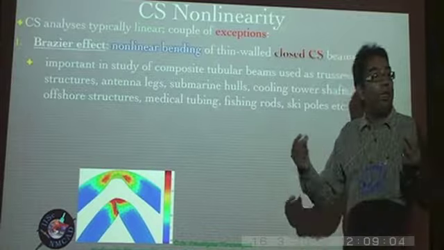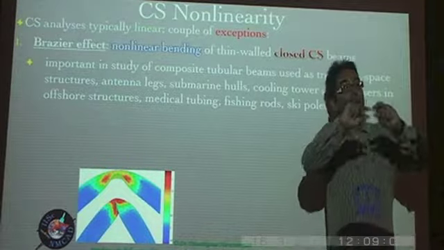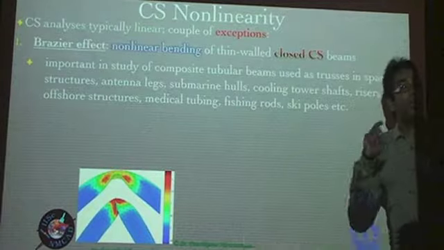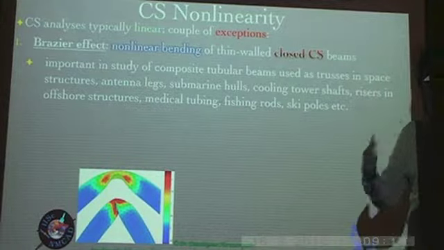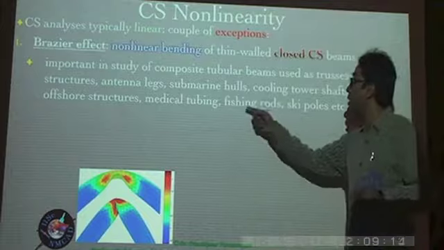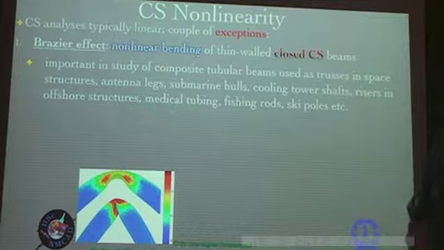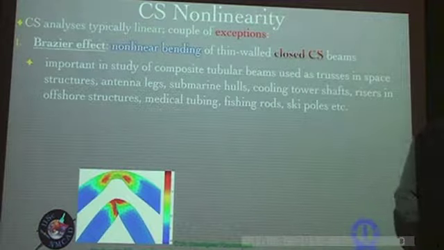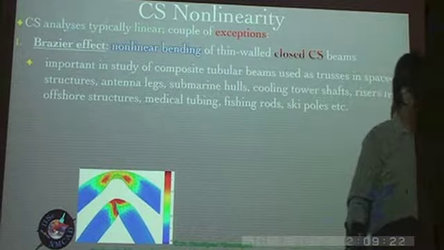Medical tubing, for example, agrees with the kind of garden hose example that I was giving. So again, the stiffnesses are fairly low there, and therefore this effect is even more predominant in such situations. Fishing rods, ski poles, etc. Anywhere where you basically find closed cross sections with thin walls.